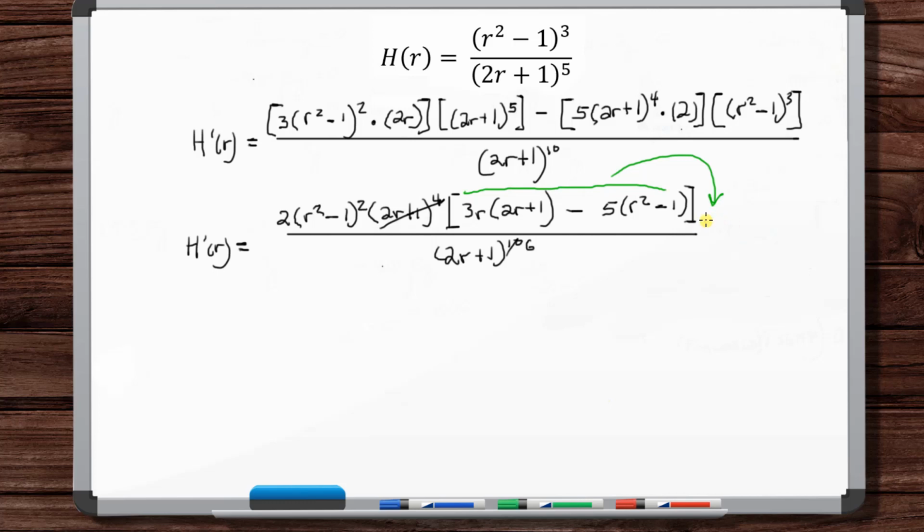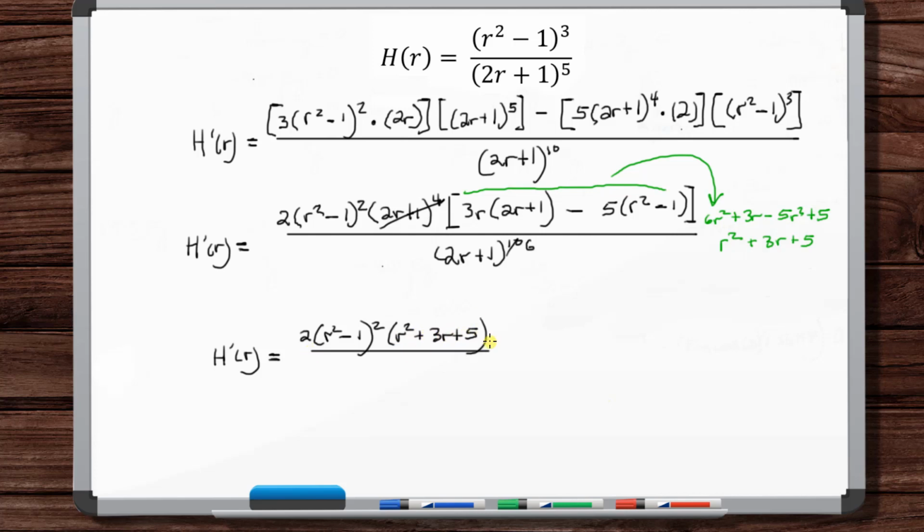So this is 6r squared. Okay, so what we're left with is, okay, and that is your final answer.